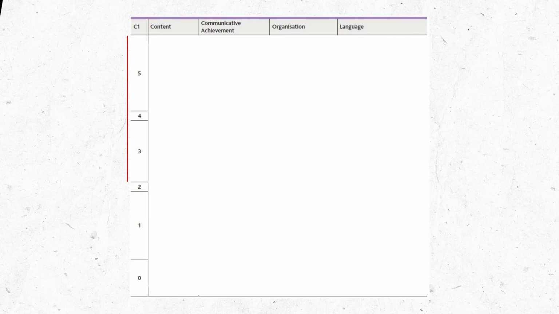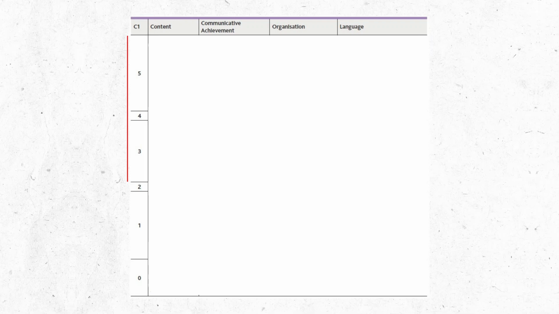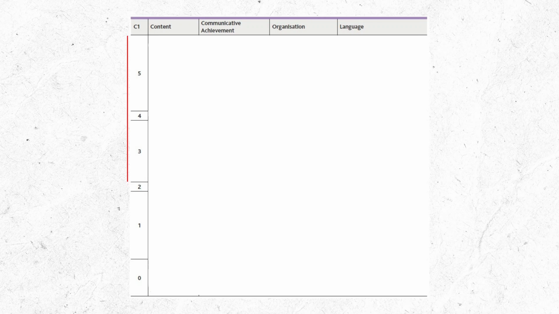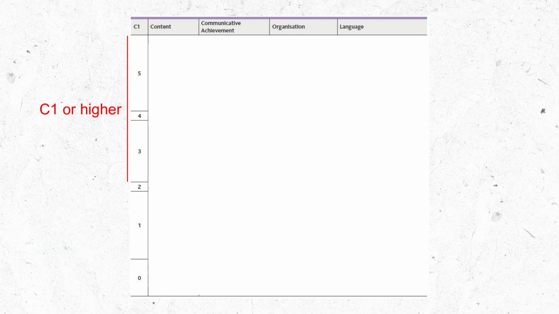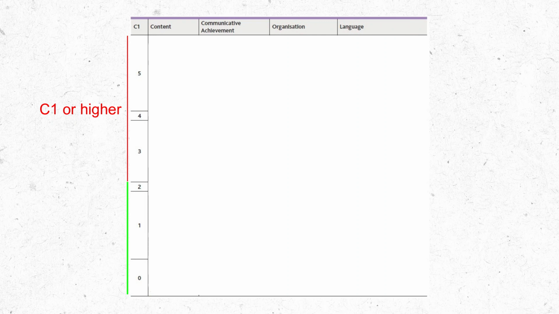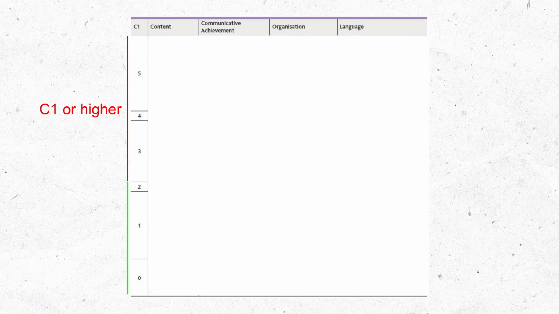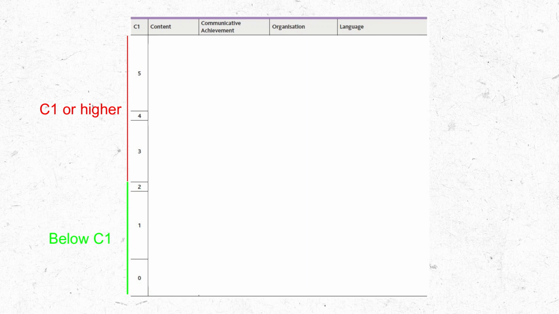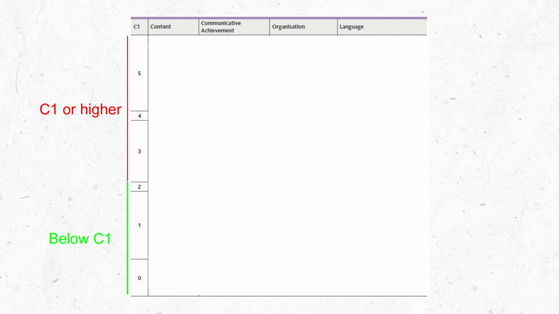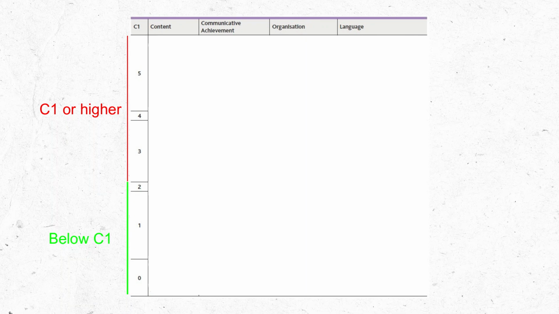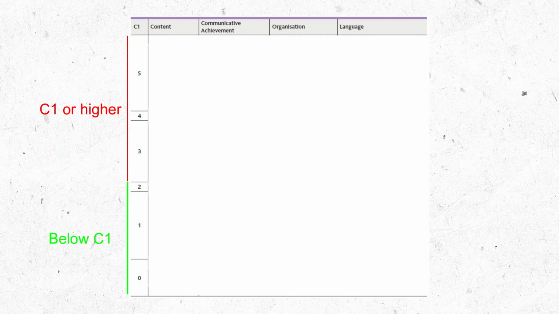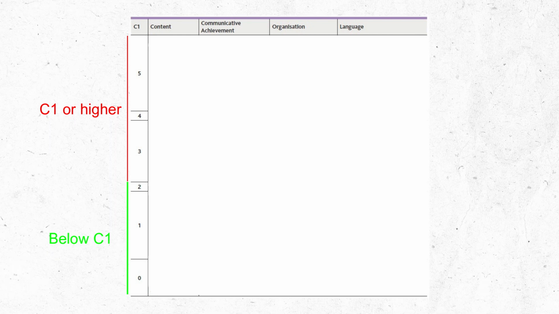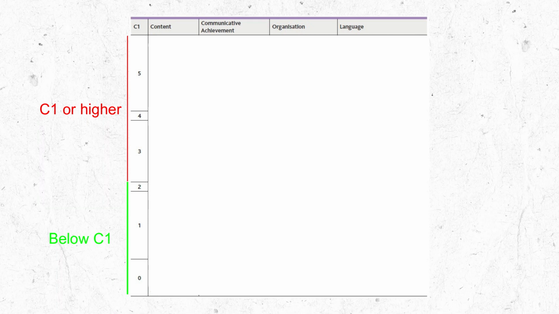Anyway, 3 marks or better in any of the criteria means that, for example, in C1 Advanced, your level is C1 or higher for that specific area of your writing. If you score fewer than 3 marks, however, it means that your level in that area is below C1. This, of course, is true for other levels as well. So if you get 3 out of 5 marks in B2 First, your level is B2. Or 3 out of 5 marks in C2 Proficiency means C2. I guess you get the idea.